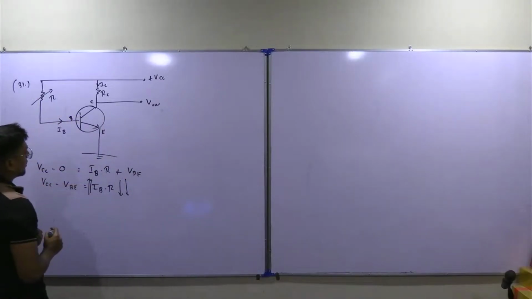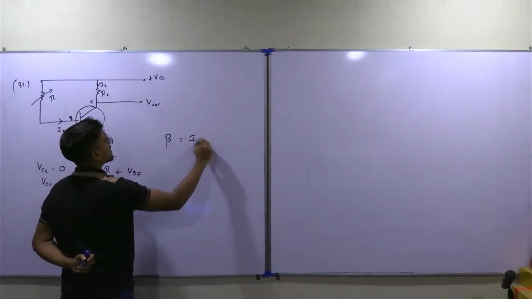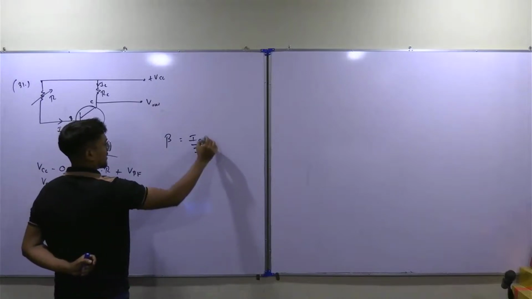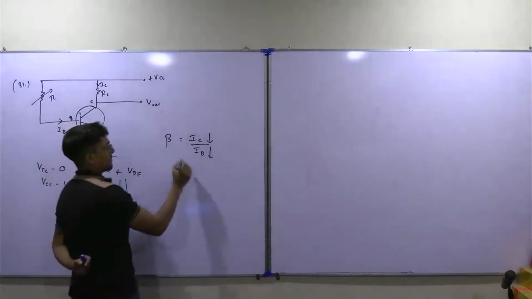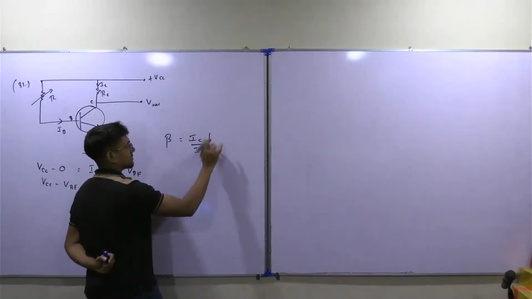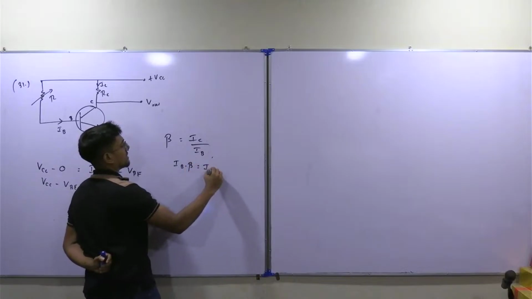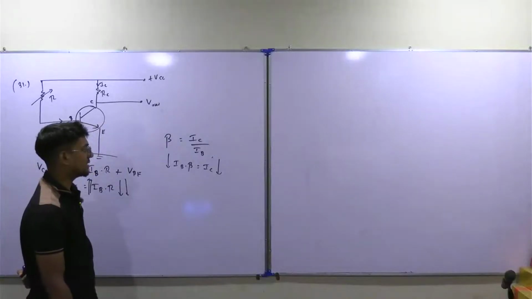Then also you can write, since this is in the active region, beta is equal to IC over IB. Clear? When IB decreases, what happens to this IC? This IC will decrease, right? Why? What is the reason? IB times beta is equal to IC. When you decrease IB, IC will also decrease, right?